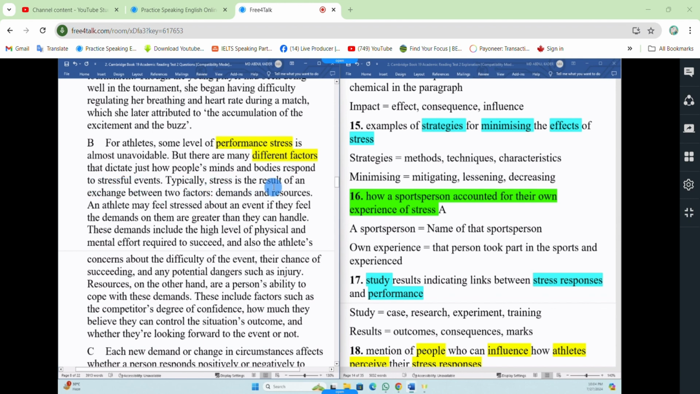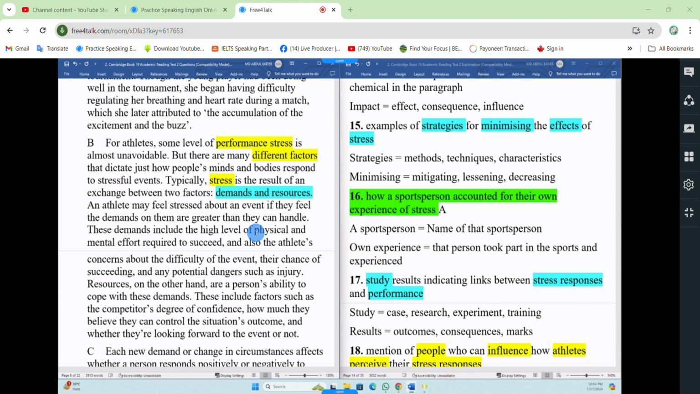Okay, typically stress is the result of an exchange between two factors. So when two factors are exchanged, stress is created. The first one is demands and the second one is resources. So when these two factors interact, they can create some stress among athletes.